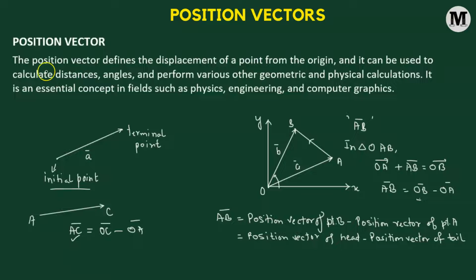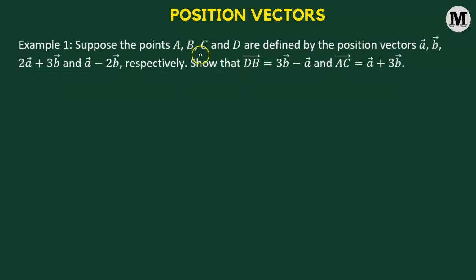Let's try to understand this idea with the help of an example. In this problem, we are given four points A, B, C, and D, and the points are defined by the position vectors A vector, B vector, 2A vector plus 3B vector, and A vector minus 2B vector. We need to show that the DB vector and the AC vector are given by the respective vectors.